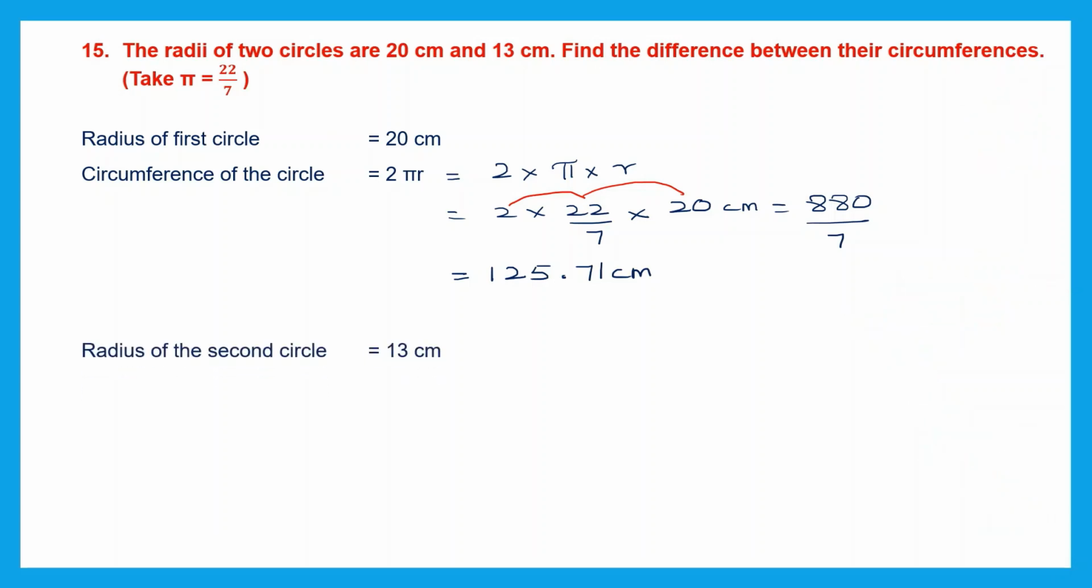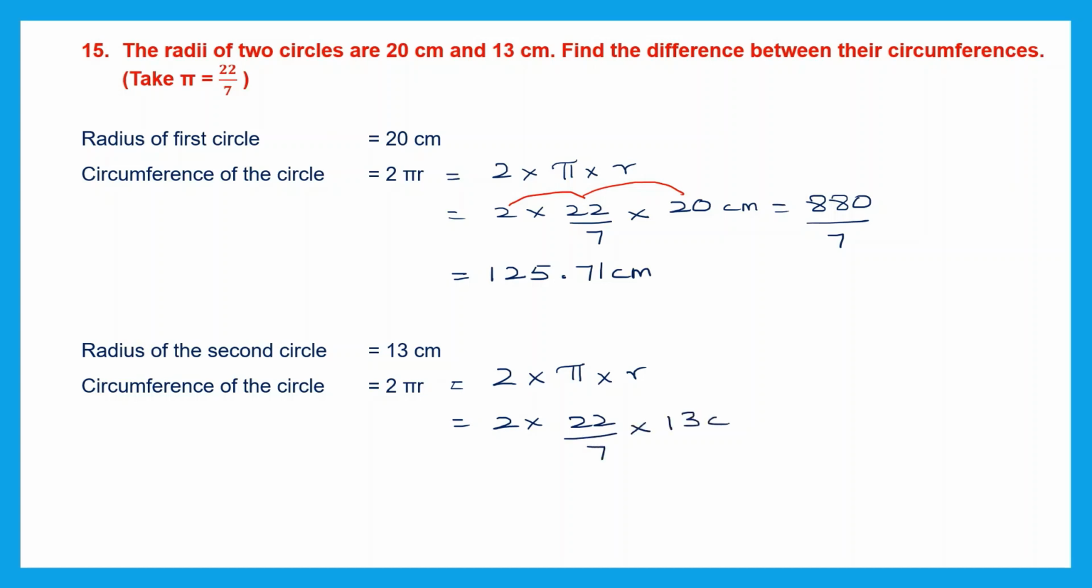Now we have to find the circumference of the second circle. The radius of the second circle is 13 centimeters and the formula is 2 pi r. That is 2 into pi into r, which is 2 into 22 by 7 into r, and r is the radius, which is 13 centimeters. Again, here also we don't have anything to cancel. So let's multiply the numerators. 2 into 22 is 44. 44 into 13. So let's multiply 44 into 13.